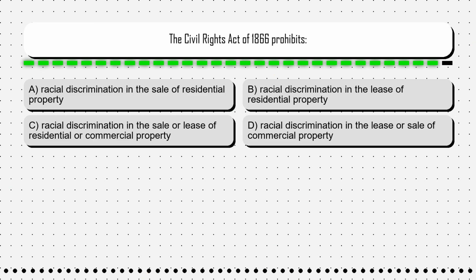Question 24. The Civil Rights Act of 1866 prohibits: option A, racial discrimination in the sale of residential property; option B, racial discrimination in the lease of residential property; option C, racial discrimination in the sale or lease of residential or commercial property; option D, racial discrimination in the lease or sale of commercial property.